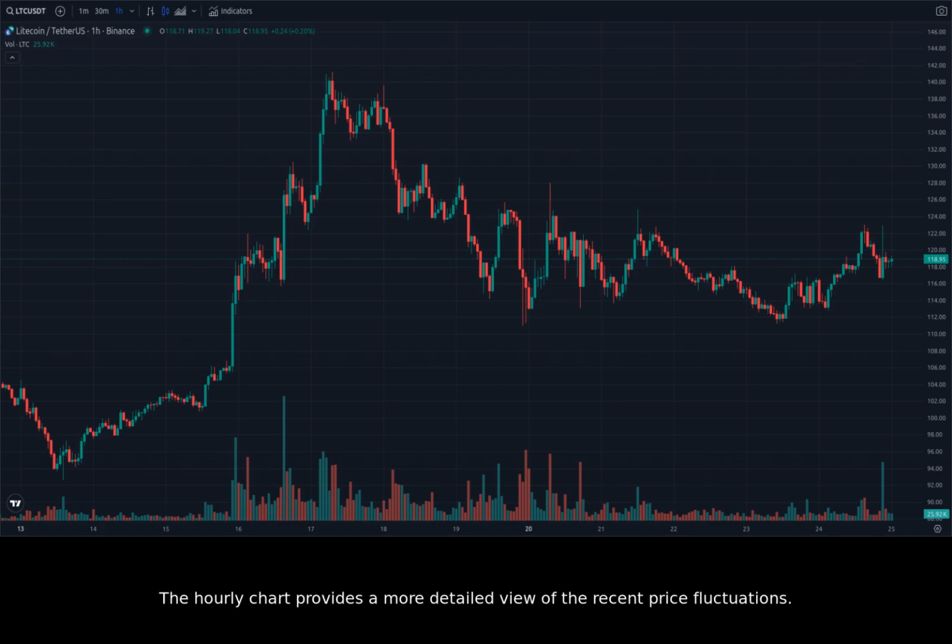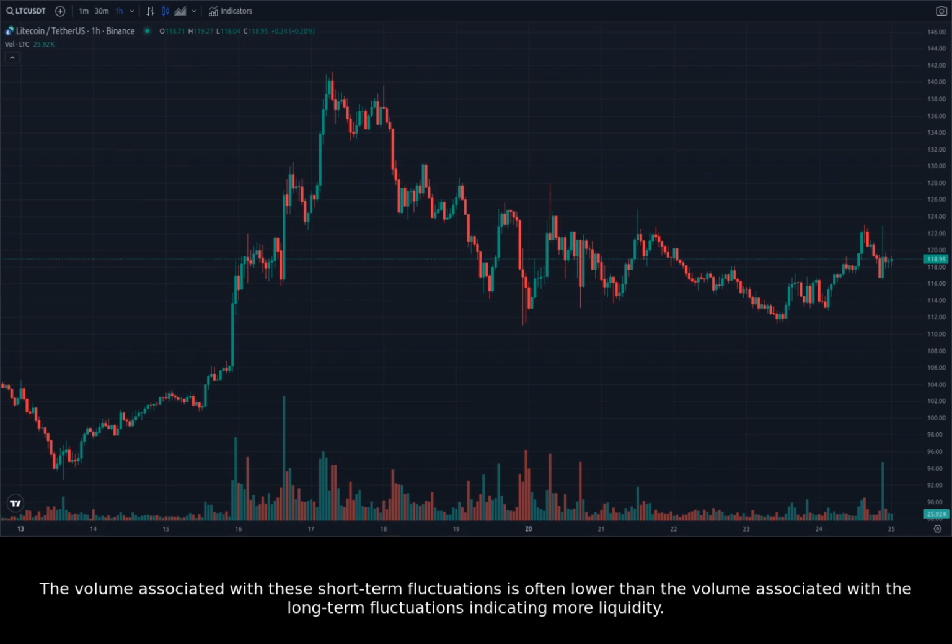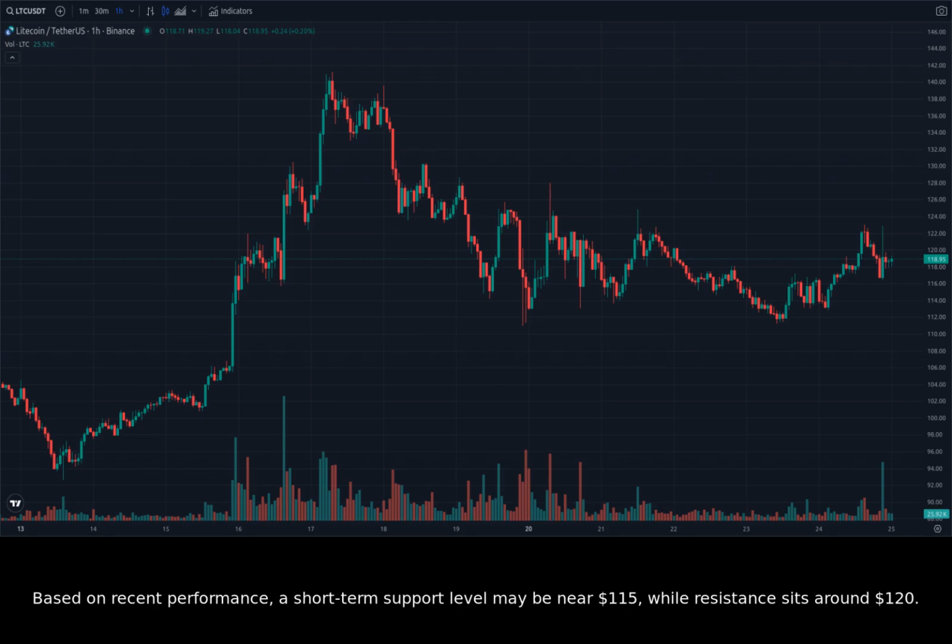The hourly chart provides a more detailed view of the recent price fluctuations. We see a series of smaller price swings within the larger uptrend. There are clear support and resistance levels throughout this time frame. The volume associated with these short-term fluctuations is often lower than the volume associated with the long-term fluctuations, indicating more liquidity. Based on recent performance, a short-term support level may be near $115, while resistance sits around $120.